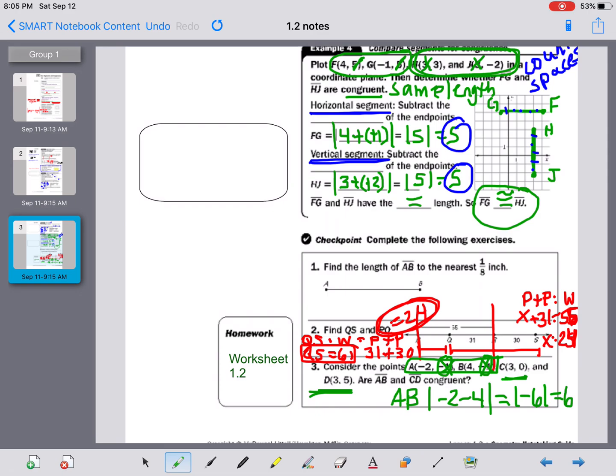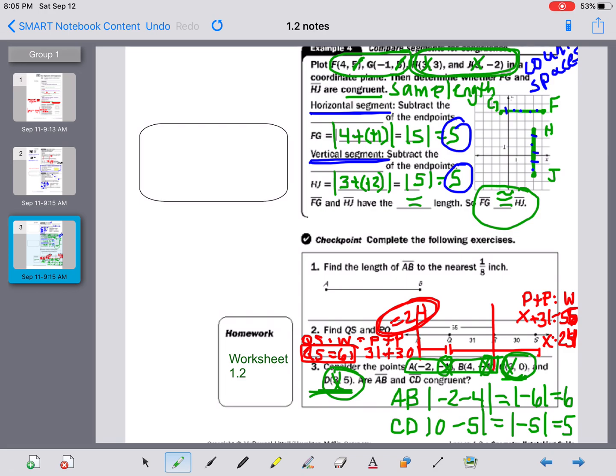Okay. How about CD? Well, CD, oh, it looks like I have a 3 on the x and a 3 on the x, so I can get rid of those 3's, and I'll subtract the y coordinates, 0 minus 5. 0 minus 5 is -5, the absolute value is 5. Okay, are my segments congruent?